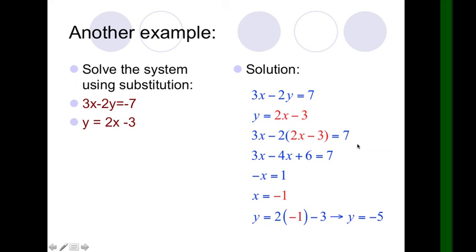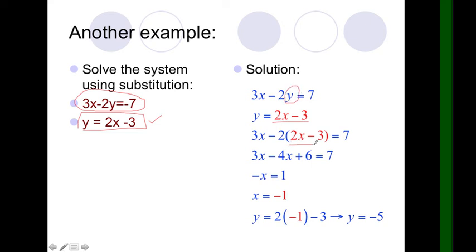Another example, solve using substitution: 3x minus 2y equals negative 7 and y equals 2x minus 3. We will use the second one since y is already isolated here. Or if you want, you can use the first, but you need to make it slope-intercept form, so it's too laborious to do that. So we can use the second one, where y is 2x minus 3. We will substitute this here.